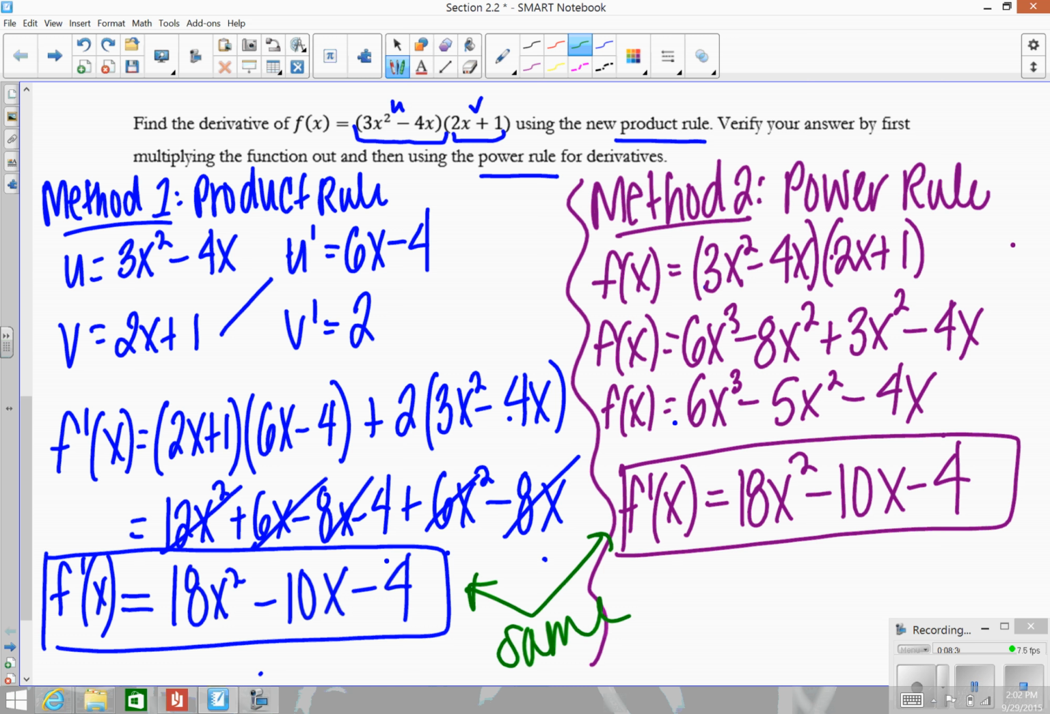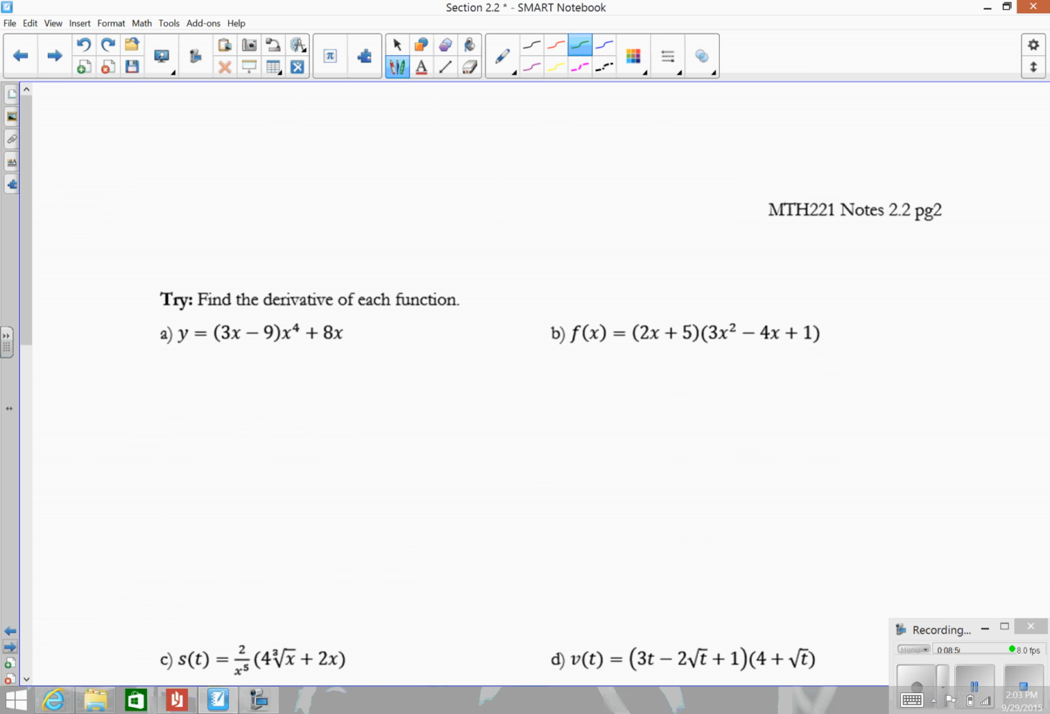So in the end, remember, finding the derivative of a product is not the same as finding the derivative of each individual piece and then multiplying them. You have to use this product rule. You have to use this combination in order to get the same answer. So let's look at the next page and try some of these examples. So for the first one here, notice that we have a product to start. We have this times this, and then we have this extra piece that's just being added at the end.